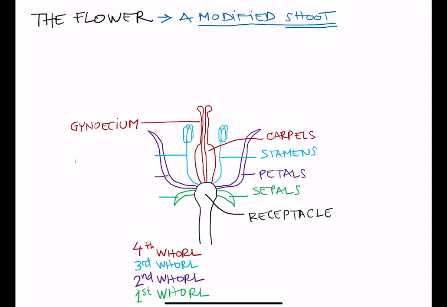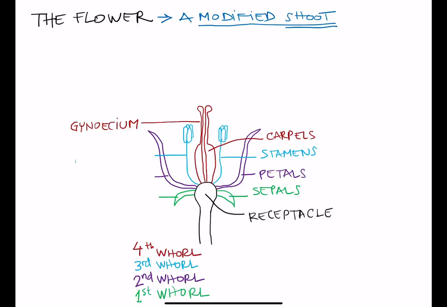That female whorl, though, it's always the 4th whorl. Or in other words, it's always the centralmost or the topmost, the middlemost whorl. And the stamens, the petals, and the sepals are always surrounding the carpels in that very particular order. There's always these 4 whorls. This is sort of the ancestral condition of all flowers.